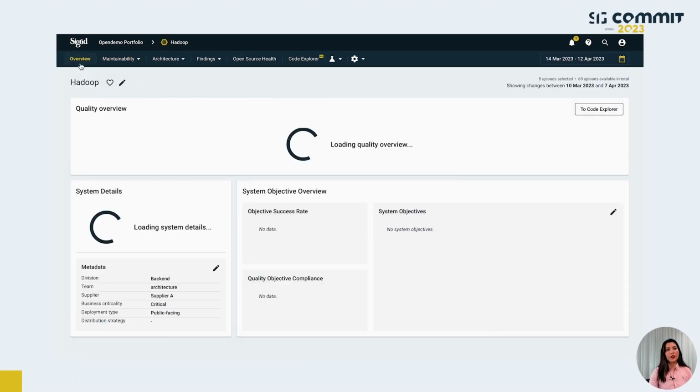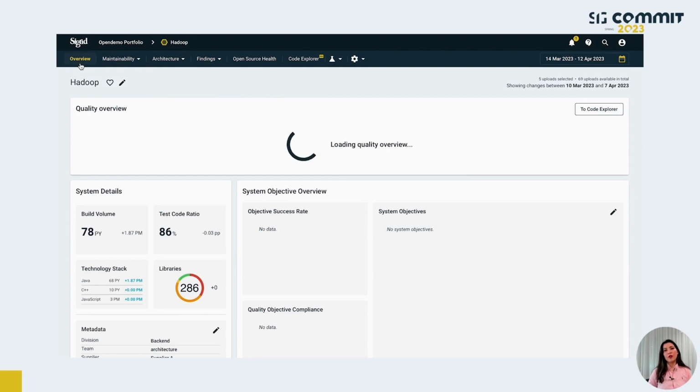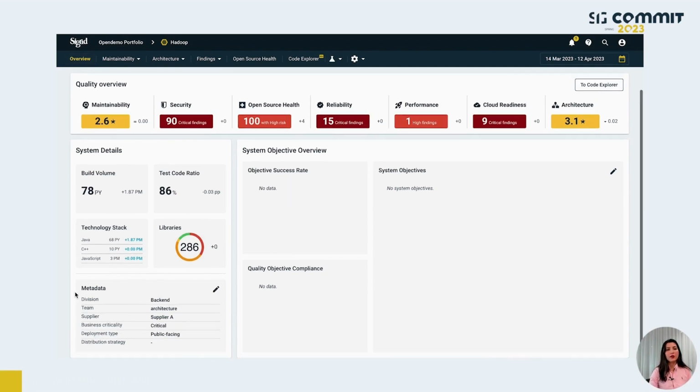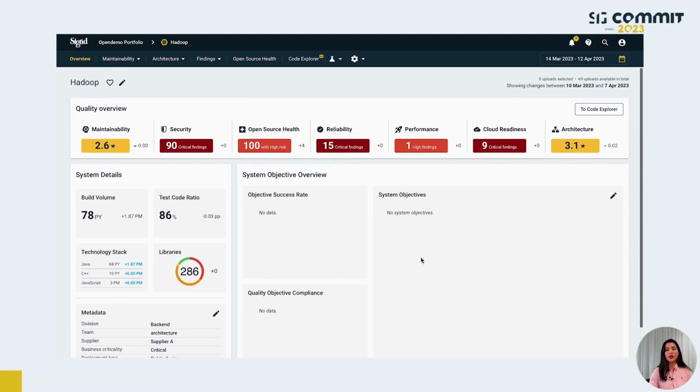So now I'm migrating to the systems dashboard. And here what I will get is everything about the system against these non-functional parameters. Right now I can see that maintainability is 2.6 stars, 90 critical findings, hundreds of findings with high risk for the open source health, so on and so forth. There are also additional details that you can find about the system, as well as the metadata, for example, the team, the division, so on and so forth. Currently, no objectives are set, and let's do that together.